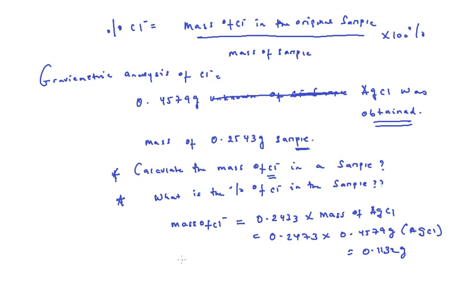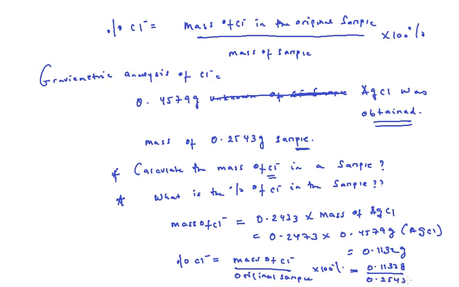The next thing is the percent of chloride ion. The percent of chloride ion is going to be the mass of chloride ion divided by the original sample, times 100. So that means the mass of chloride ion, which we calculated was 0.1132 gram, over the original sample that we had, 0.2543, times 100.